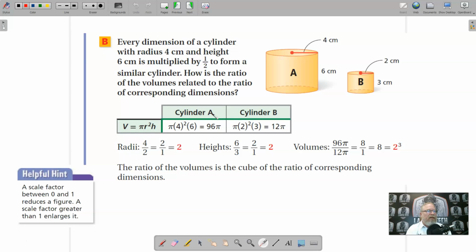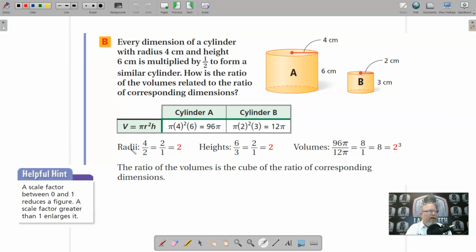Let's plug in cylinder A and cylinder B's values into the formula for volume. Volume is pi r squared times height. So we have pi times 4 squared times 6, and we end up at 96 pi. For cylinder B, we plug in 2 for the radius and 3 for the height, and we work that out to be 12 pi.